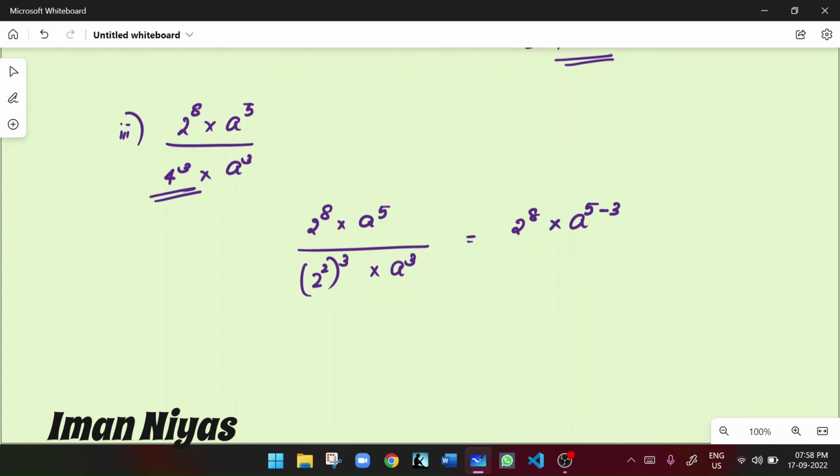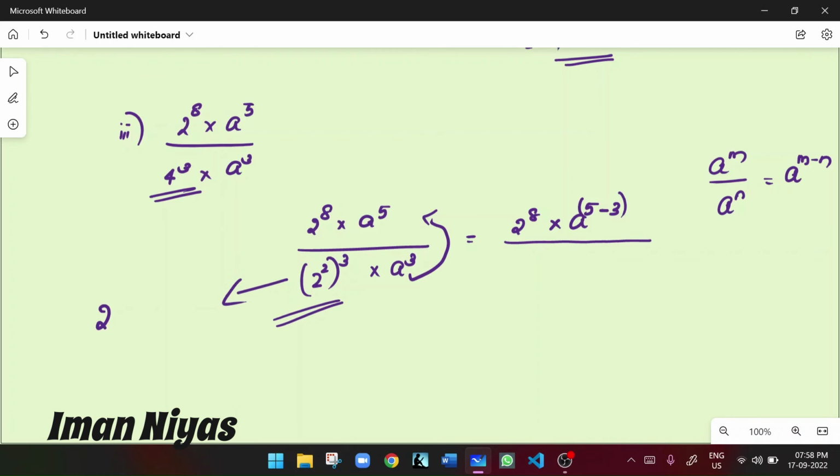Okay, so 2 raised to 8 multiplied with a raised to 5. Can I take it as 5 minus 3, since we can take this to the numerator? As you know, a raised to m divided by a raised to n is a raised to m minus n. Then what is left over? Here you can apply what? 2 raised to 2 the whole raised to 3. What can we apply over here?